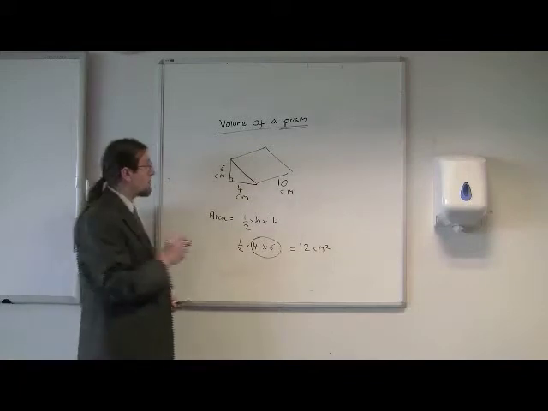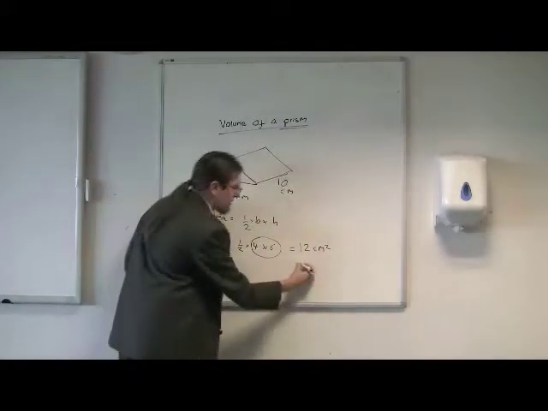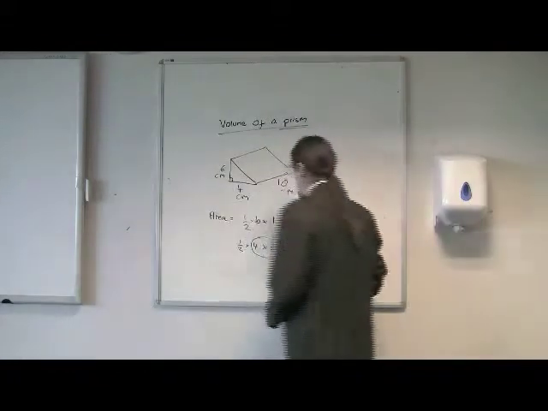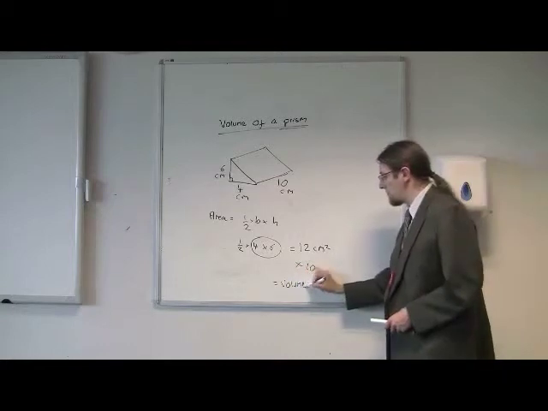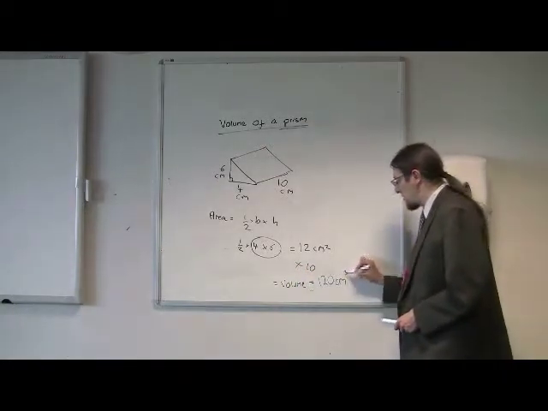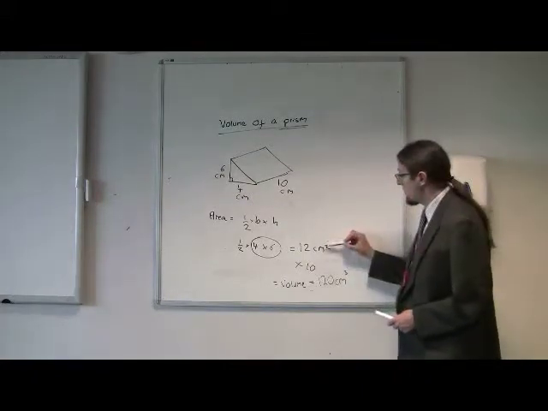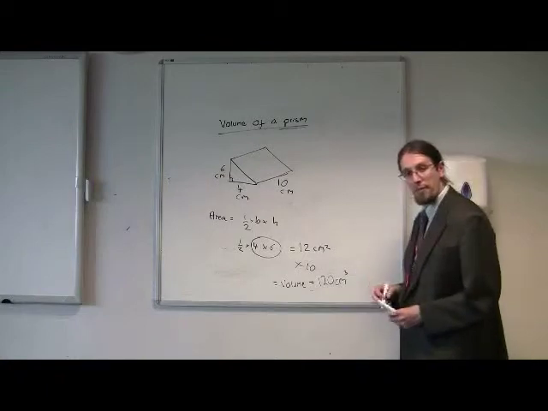We're after the volume, so multiply it by how far back it goes. So times 10 for the volume. And we have 120 centimetres cubed. Notice how the unit has gone from area to volume.